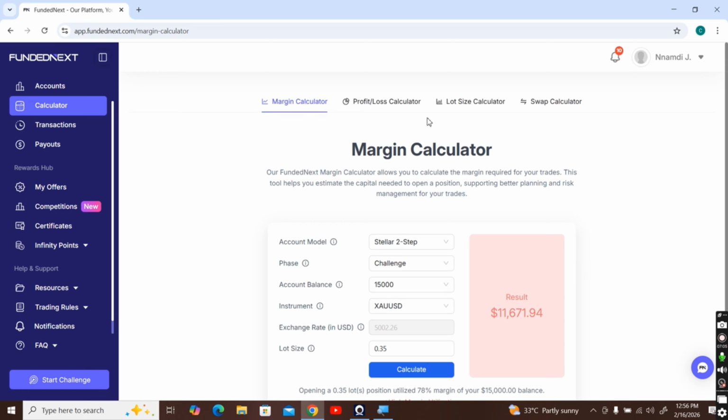So in the next video, I'll be showing how to use the profit loss calculator, the lot size calculator, and also the swap calculator. So all you need to do now is just go to the description of this particular video, check any one you want to watch, and then watch it there.